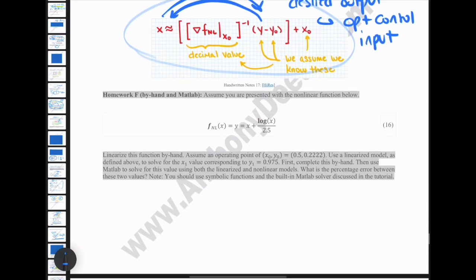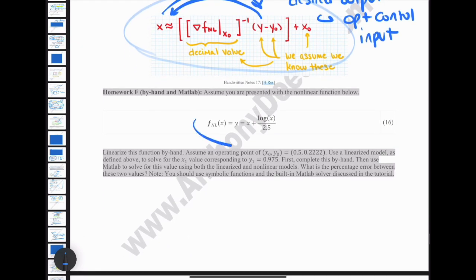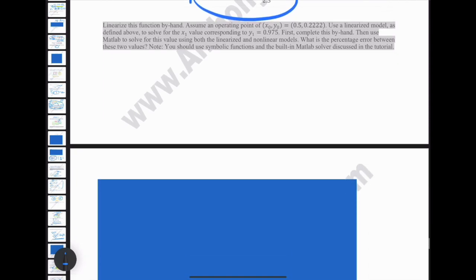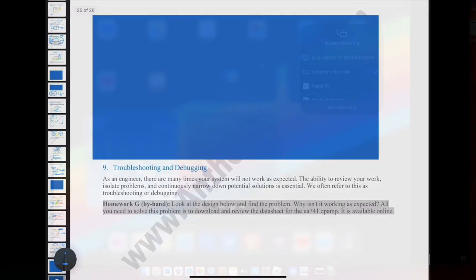Here you have another homework problem. This is a linearization problem. Fortunately, you could actually check this directly in MATLAB or Octave Online if you have access to those softwares.